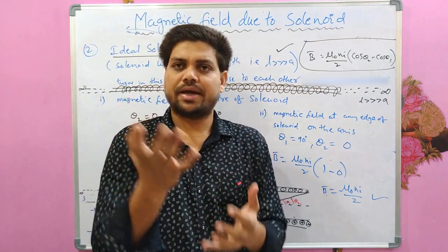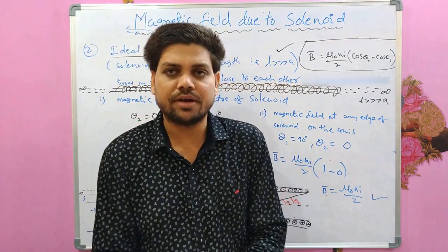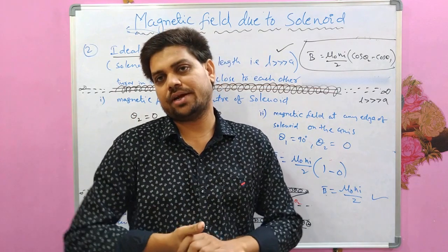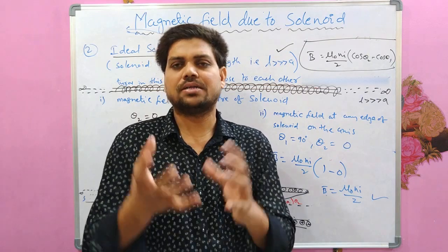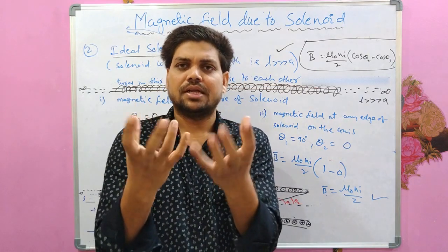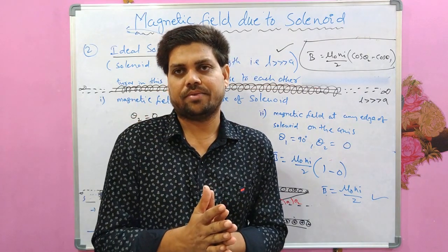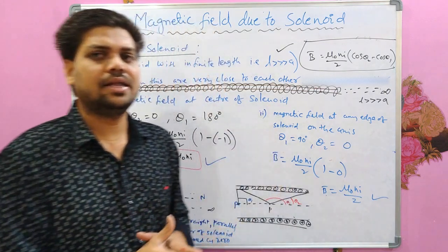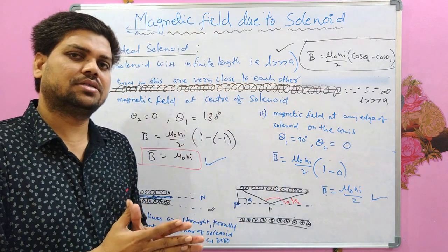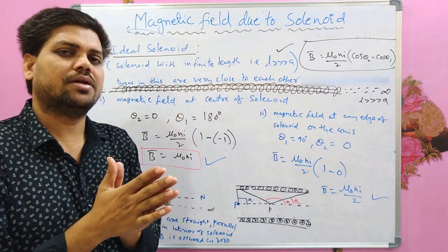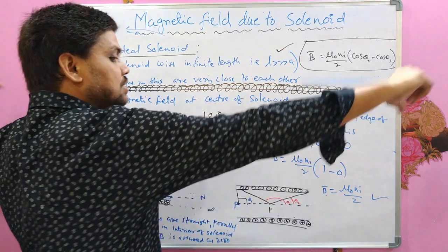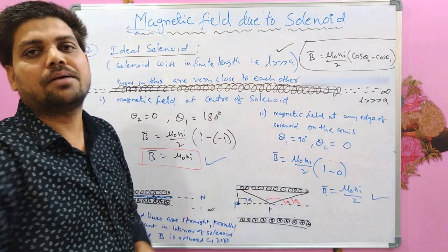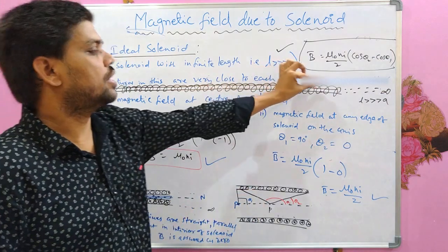And also the magnetic field lines are little curved in the interior of the solenoid, because of the spacing between the turns of the solenoid. But in the case of ideal solenoid, the spacing between the turns is very, very small, negligible. They are very close to each other and length of the solenoid is very, very big in comparison with the radius of the solenoid.